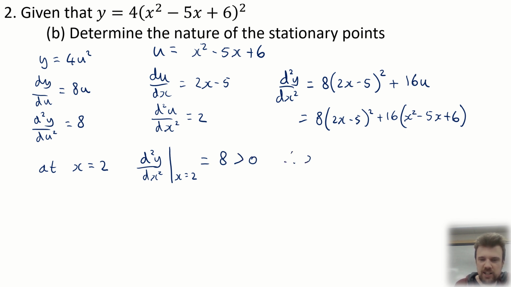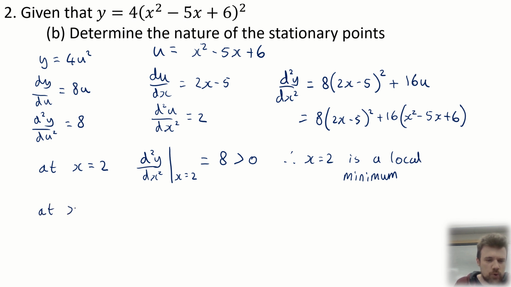So therefore, x equals 2 is a local minimum. Always remember it's the opposite way to how you'd want it to be. Positive is a minimum and negative is a maximum. Confusing, but there you go.